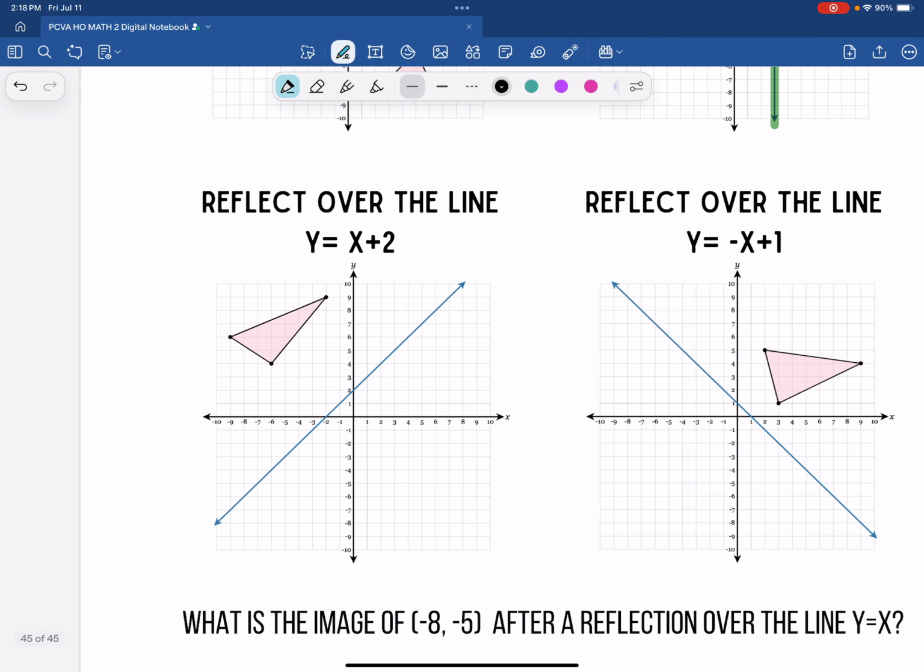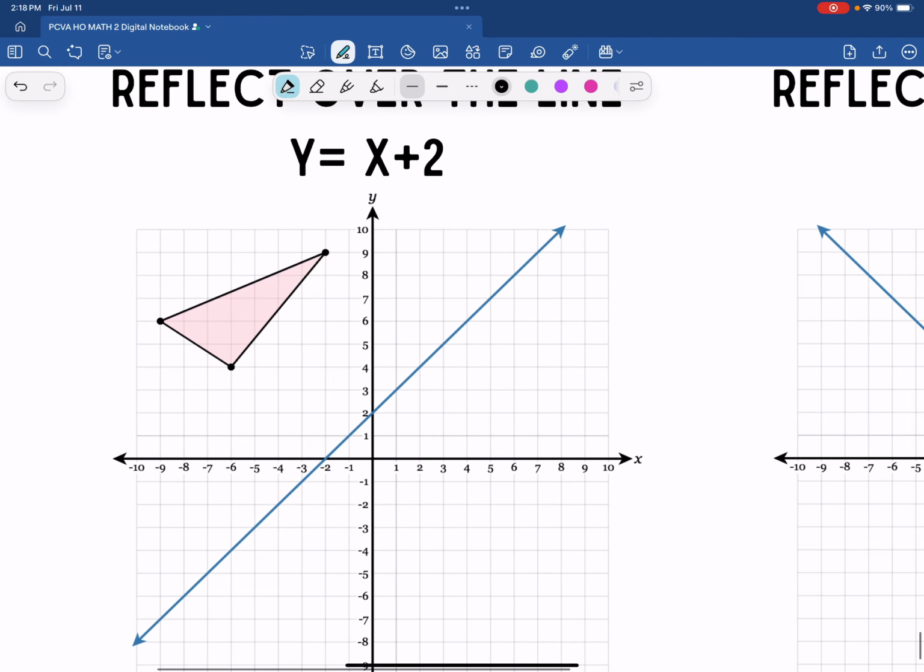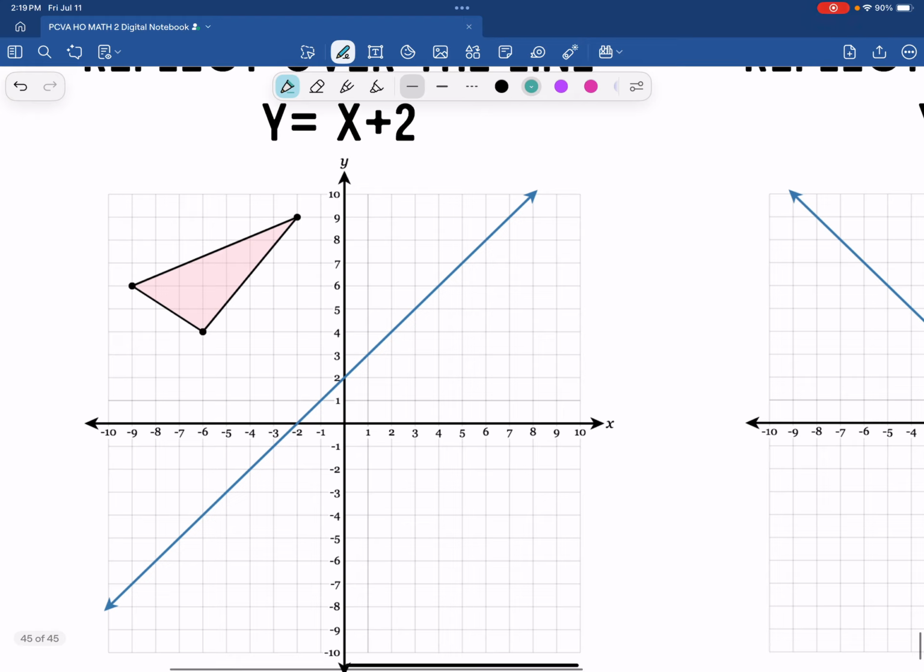Now, this is what we were talking about earlier, where I may have a diagonal line that's not y equals x or y equals negative x. So we're going to have to do that horizontal and vertical distance here. So we're going to take each point, and we're either going to start vertical or horizontal and do the opposite on the other side of the line. So for this one, I'm going to go vertical, and I went vertical 1, 2, 3, 4, 5, 6, 7, 8, 9 units. So now I'm going to go horizontal 1, 2, 3, 4, 5, 6, 7, 8, 9 units. So there's my first point.